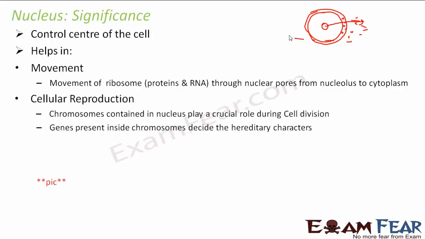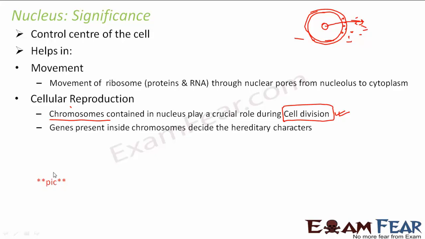It also helps in cellular reproduction, that is, chromosomes contained in the nucleus play a crucial role during cell division, as I mentioned before. The main part which plays the crucial role in reproduction of a cell is the chromosomes, because chromosomes contain DNA and DNA contains genes, and these genes are responsible for hereditary characters. So chromosomes contained in a nucleus play a crucial role during cell division. Now this cell division is a very important phenomenon to understand. It is not very simple how a cell divides. You understand what is cell division?